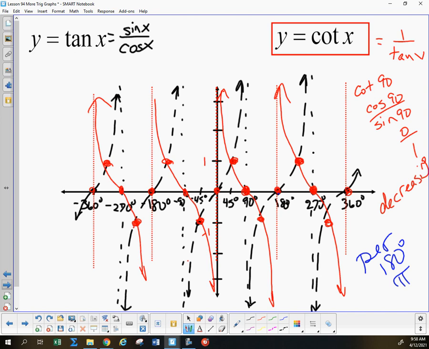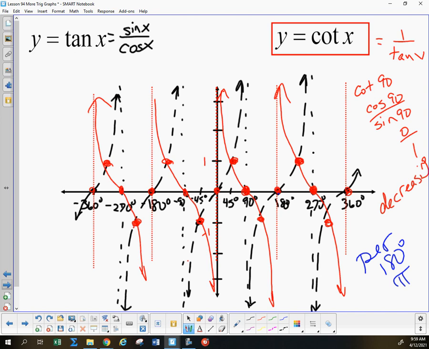So now you know the basic shapes of all 6 trig graphs. Sine and cosine are the sinusoid waves. Secant and cosecant go back and forth between right side up and upside down U's. Tangents and cotangents are the squiggles that look kind of like y equals x cubed or y equals minus x cubed. And then just figure out where the asymptotes and zeros and everything are with them.